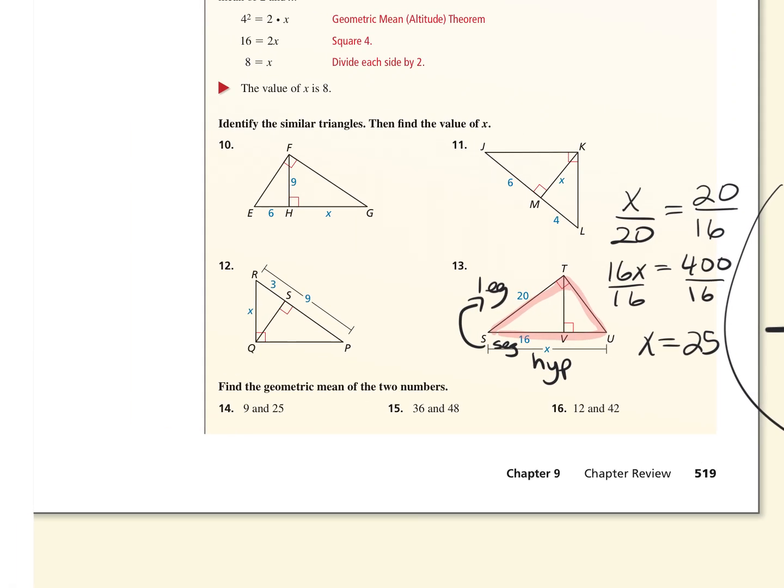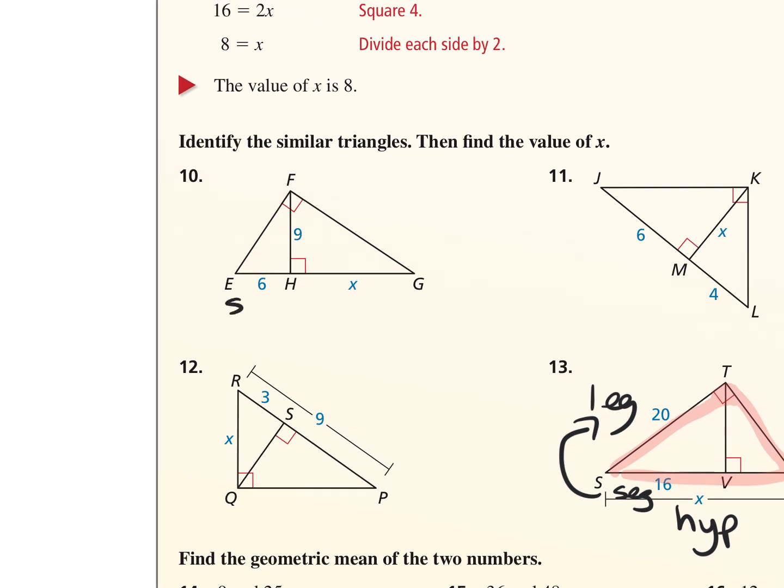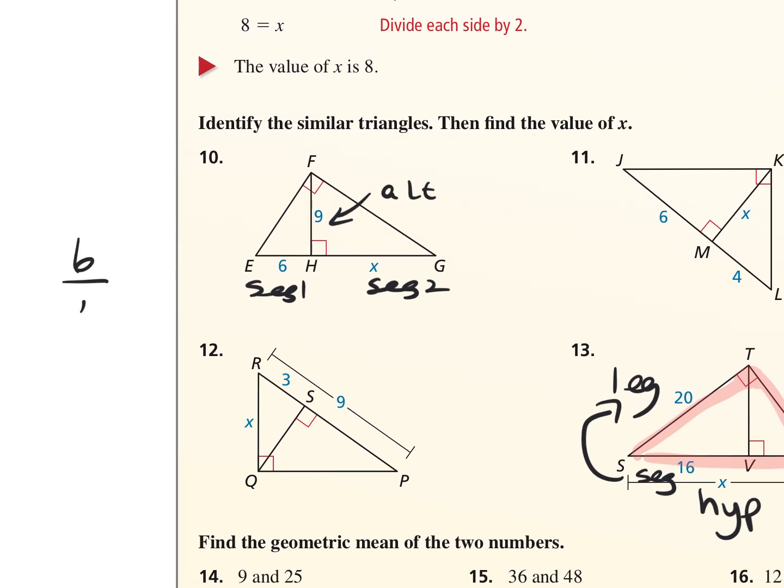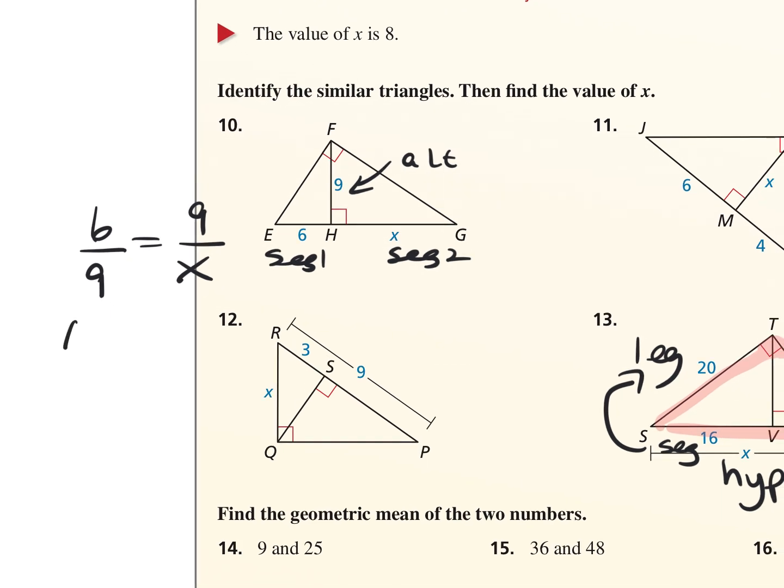So for number 10, this one is the other proportion. This is segment 1, this could be segment 2, and the altitude is the 9. So I'm going to be doing segment 1 over altitude, altitude over segment 2. I'm going to cross multiply. 6 times X, 9 times 9, 81 divided by 6, and I get 13.5.